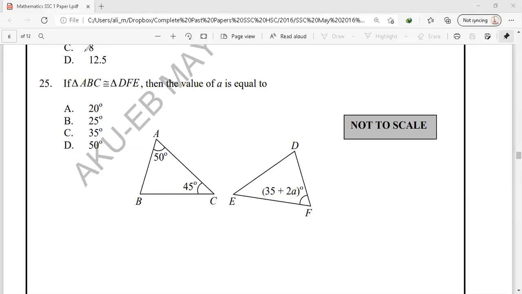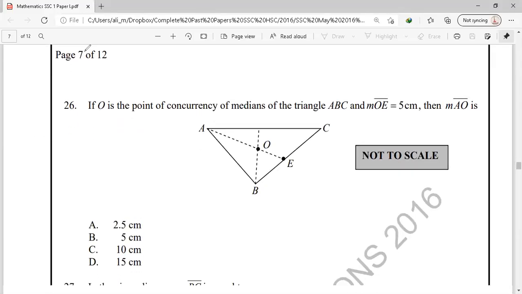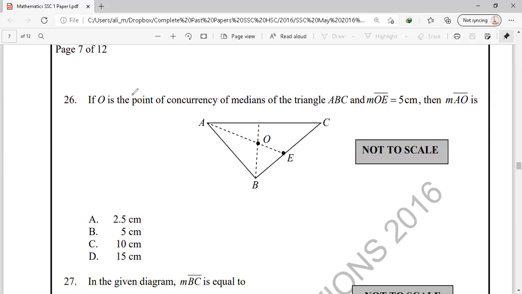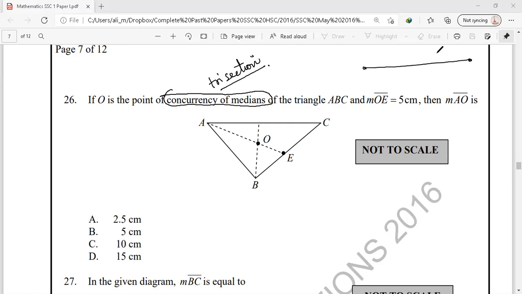Let's see question number 26. In question number 26, we have a point of concurrency of medians. And we know that the point of concurrency is always a point of trisection. Point of trisection means, for example, we have this line, and this point is the point of trisection. That means we will have two parts here and one part here. The value of this is equal to half of this, and the value of the longer part would be equal to double the shorter part.